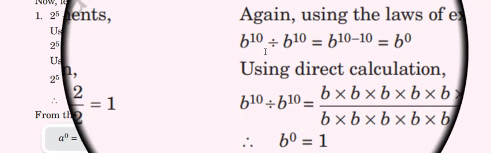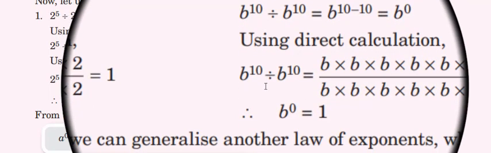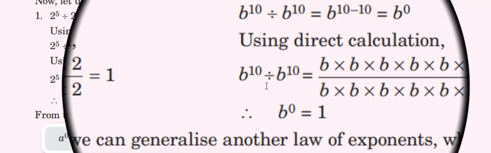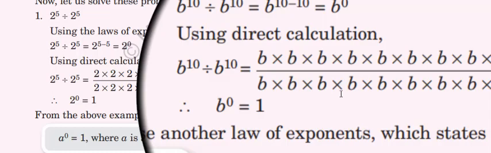Same thing they have done in the second example. Once again they have taken b raised to power of 10 divided by b raised to power of 10. Again applying the law of exponents, I am getting the answer b raised to the power of 0. And on solving it by direct calculation, b written 10 times in the numerator, b written 10 times in the denominator, and again the result comes out to be 1. Since both the methods are correct, both the results are also equal.